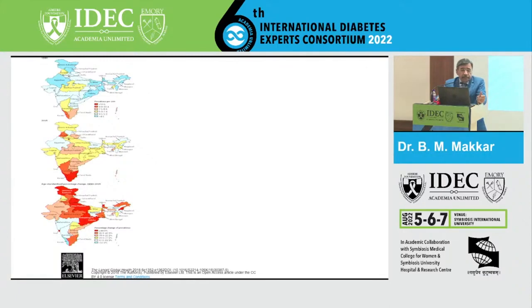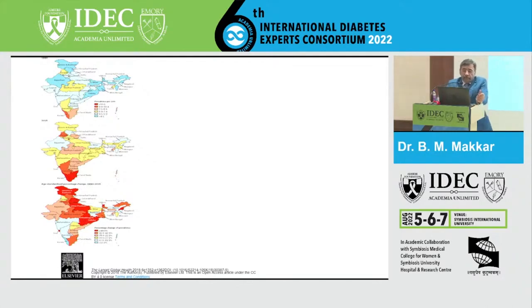Another important thing is, this is the first time any obesity survey looked at the waist-hip circumference. And to everybody's surprise, almost 50% of men and 57% of women have an abnormal waist-hip ratio. They have an increased waist circumference. And this is a big challenge.